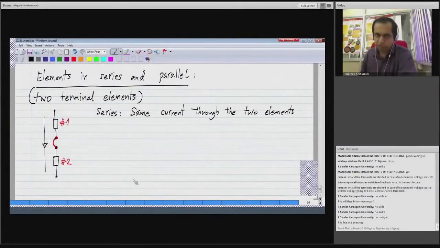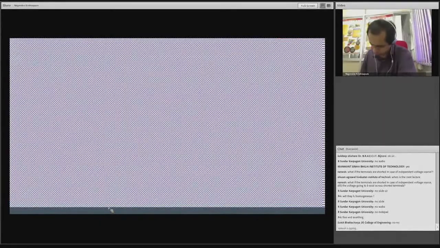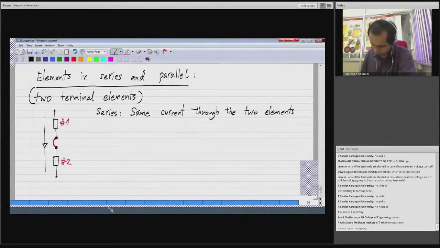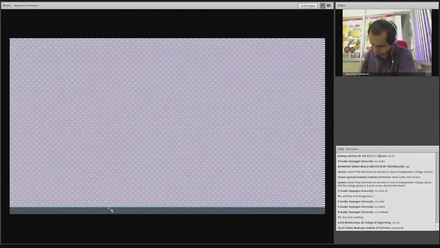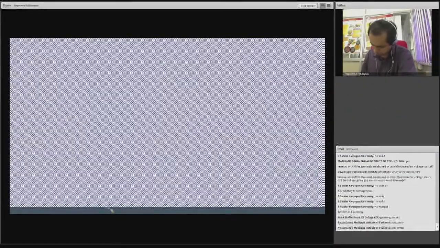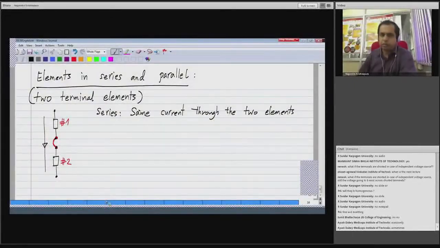Is there a problem with viewing the notepad again? Okay, it looks like most people are able to see the notepad, so I'm going to continue.